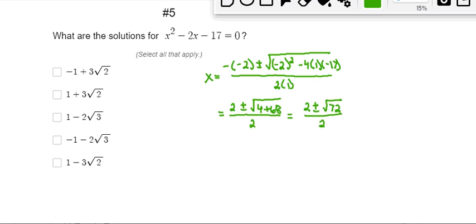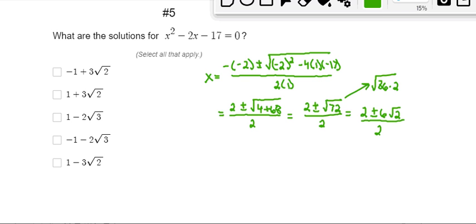72, that's a pretty big two-digit number there. Let's see if it has any perfect square factors. 72 divided by 2 is 36. Hey, 36 is a perfect square. So we can rewrite this as the square root of 36 times 2. So we've got 2 plus or minus, we can pull out the square root of 36, which is 6, times the square root of 2, divided by 2.